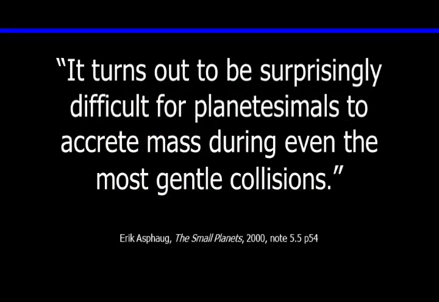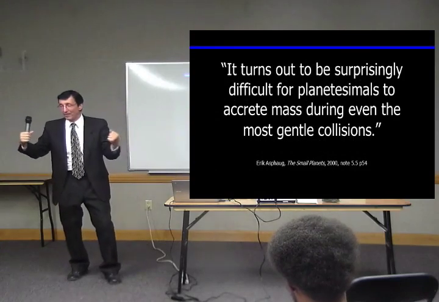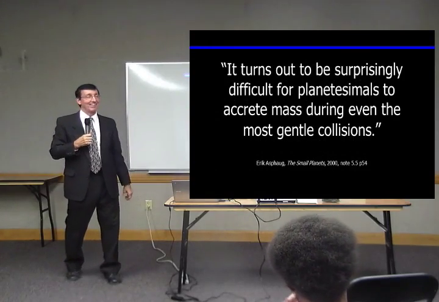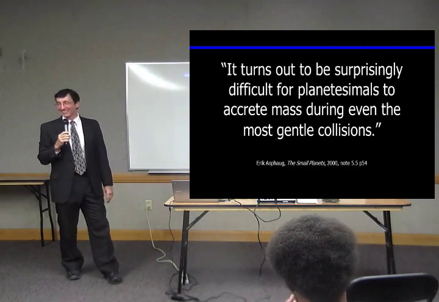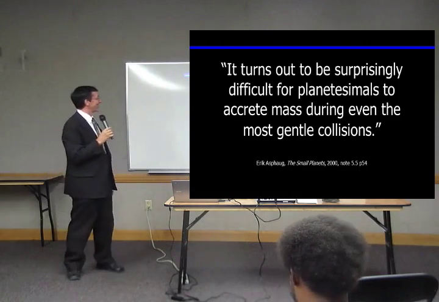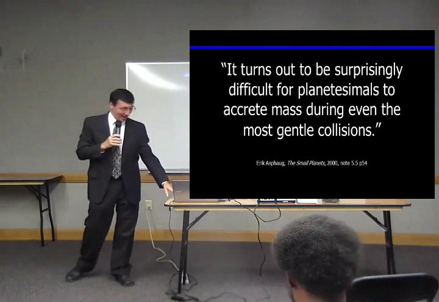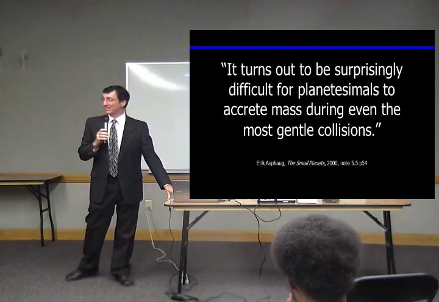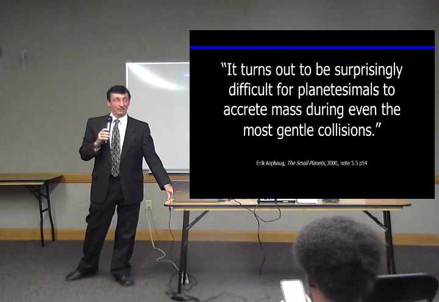It turns out to be surprisingly difficult for planetesimals, little tiny particles, to accrete and stick together, accrete mass during even the most gentle collisions, right? So they hit them together hard at first and they're bouncing apart. So they started hitting them together a little softer, a little slower, right? But they still couldn't get them to stick together. So they're having a big problem with that theory. They can't make it happen in the lab, and it really doesn't make sense because out in space, particles are flying really fast.